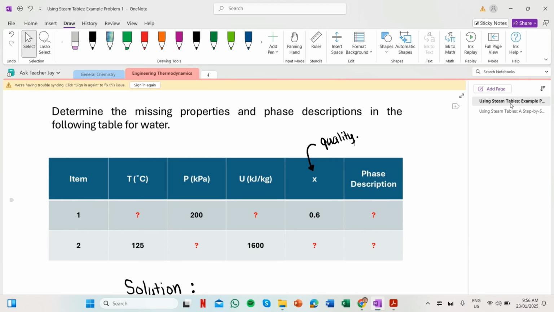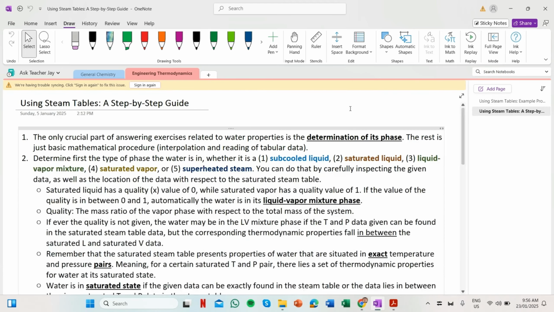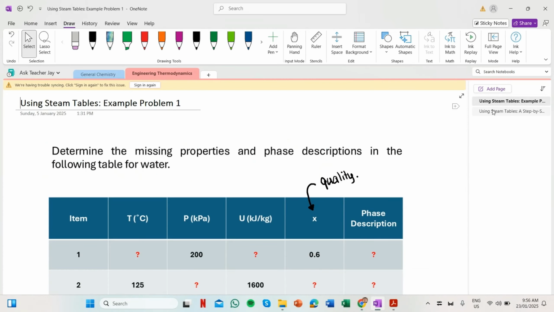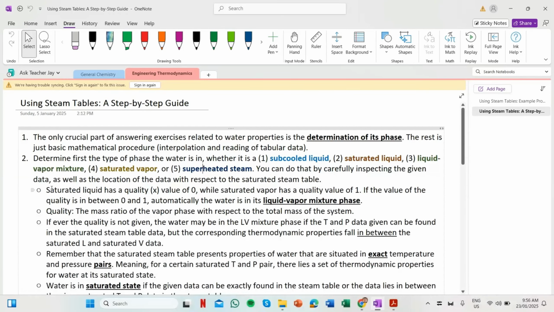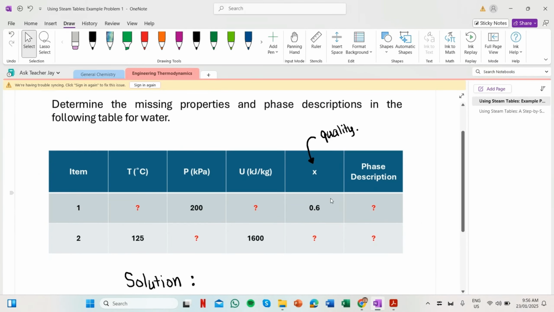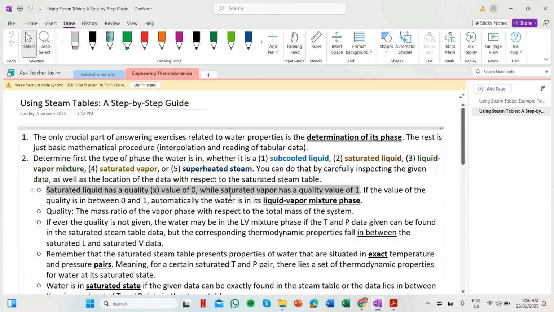So this means that we have a mixture that is liquid and vapor. So saturated liquid has a quality value of 0, while saturated vapor has a quality value of 1. So if you have a value of 0, that means it's pure liquid water or pure saturated liquid. But if you have a quality of 1, that means you have a pure saturated steam or saturated vapor.